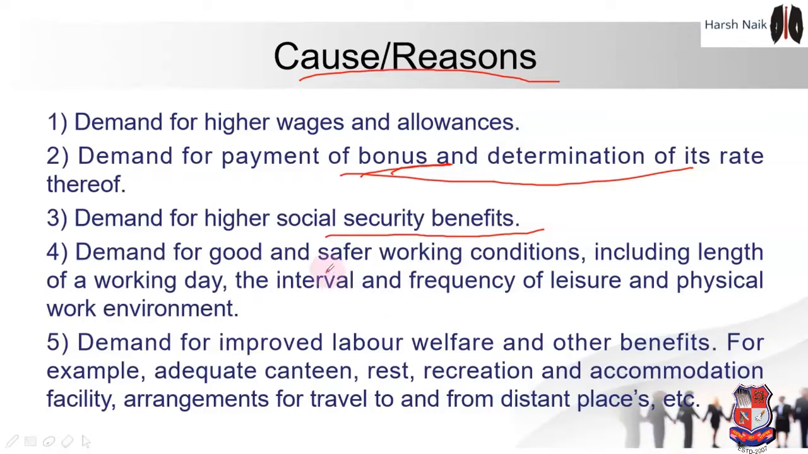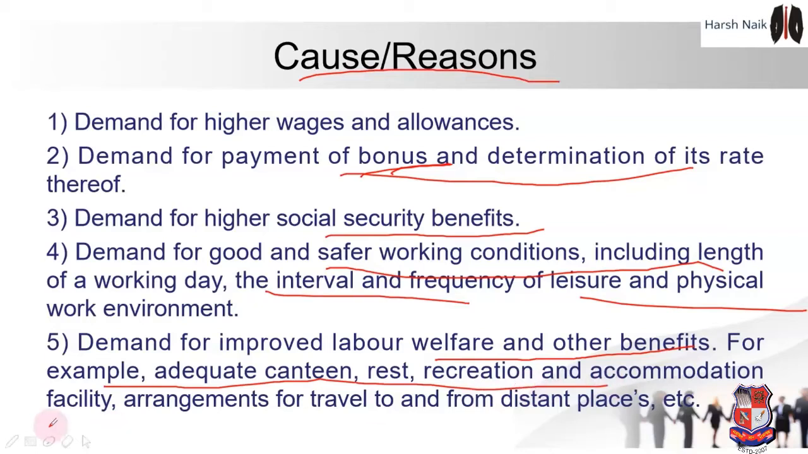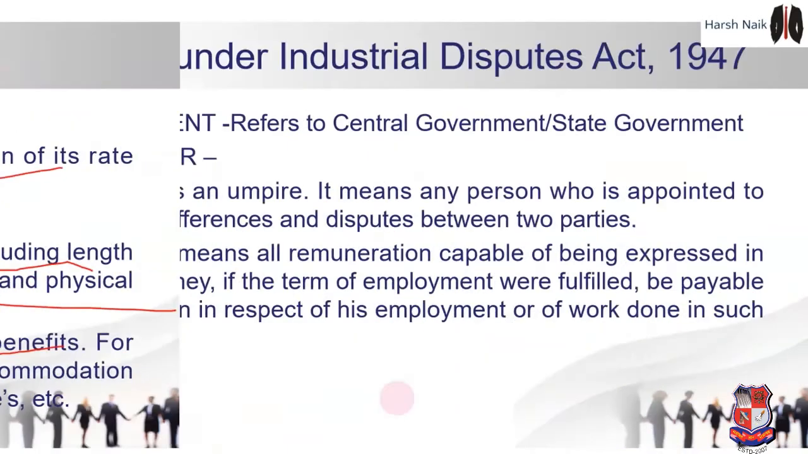Then demand for good and safer working conditions, including length of a working day, interval, frequency of leisure, and physical work environment. Then one of the demands may be improved labor welfare and other benefits, for example, adequate canteen, rest, recreation, accommodation facility. So all these welfare facilities should be there in the industry. If they are not there in good condition, then the workers may disagree, and some industrial dispute may occur between worker and the employer, right? So these are some of the causes or reasons of the industrial disputes, right?